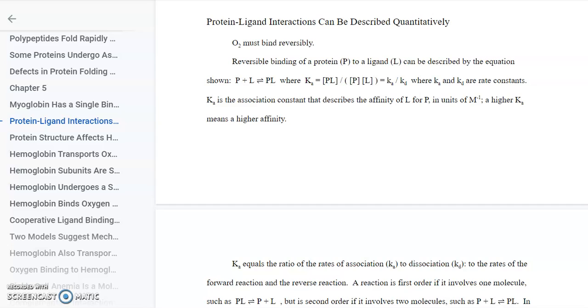O2 must bind reversibly. Reversible binding of a protein P to a ligand L can be described by the equation shown. P plus L is in equilibrium with PL, where Ka equals the concentration of PL divided by the concentration of P times the concentration of L. And this is equal to ka over kd, where ka and kd are rate constants.